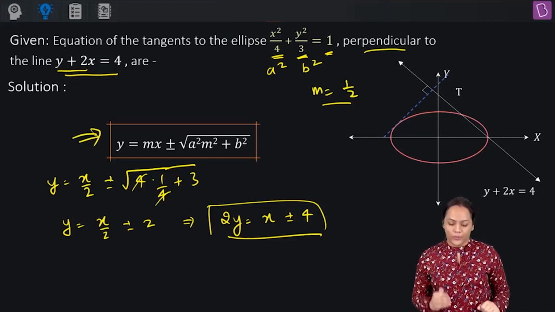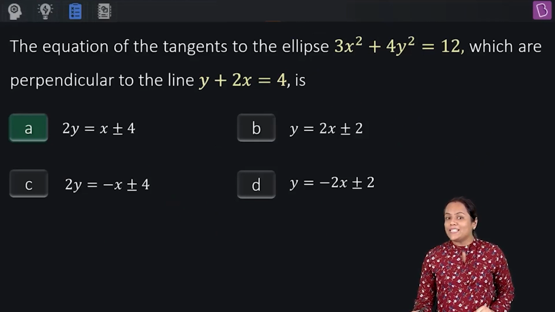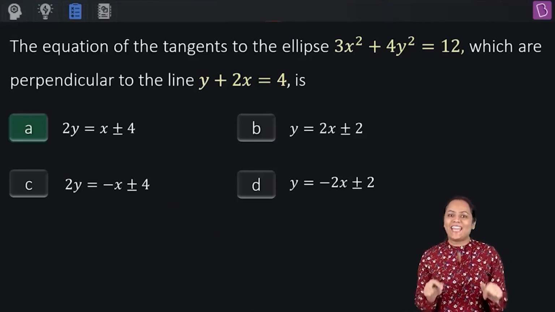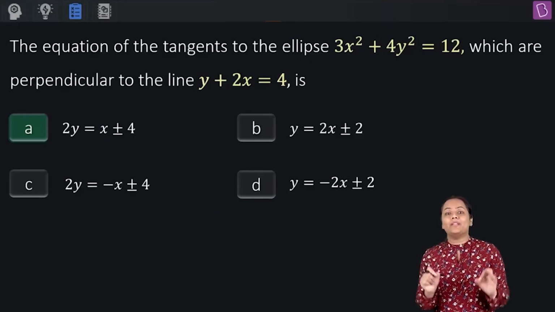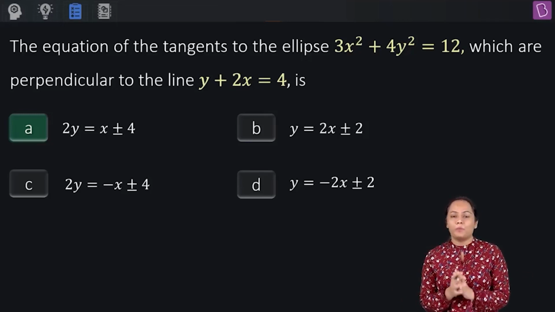Understood? Very well. And if we see the options here, what is the answer? Well, the answer is A, right? Which we have just found out by elimination of options. Understood both the procedures? Both the methods? Very well.